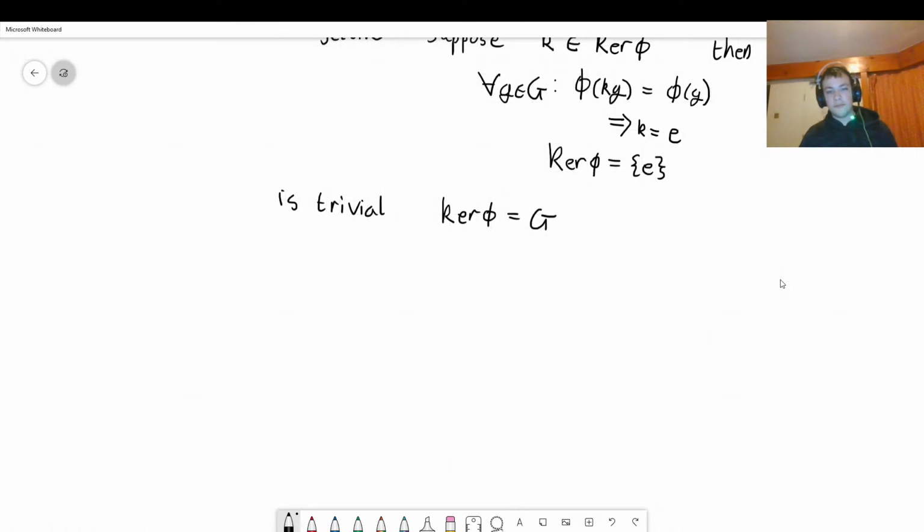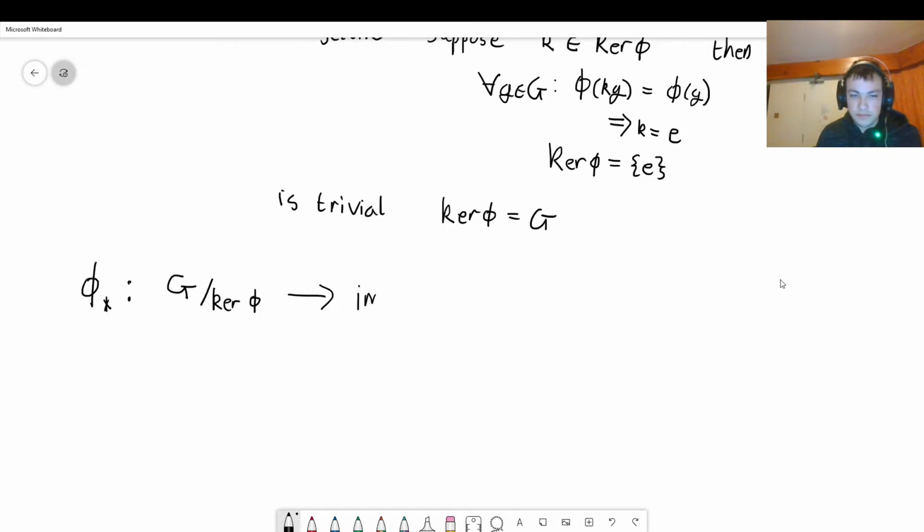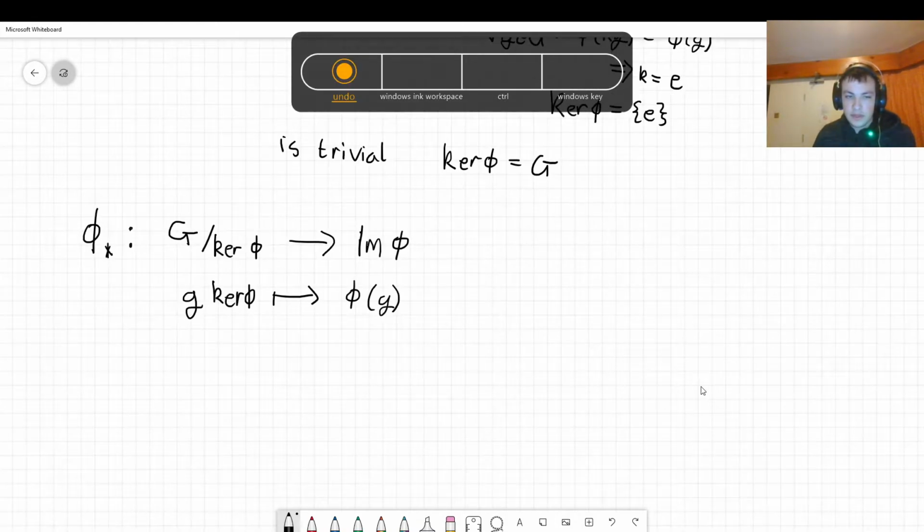So we can now factor out the kernel, because it's a normal subgroup, so we can take the group G over the kernel of phi, and we're going to create this new mapping, phi star, which is an induced mapping from G quotient kernel to the image of phi. The way we're going to do this is we map g times the kernel to just phi of g. Okay, so this is our map.